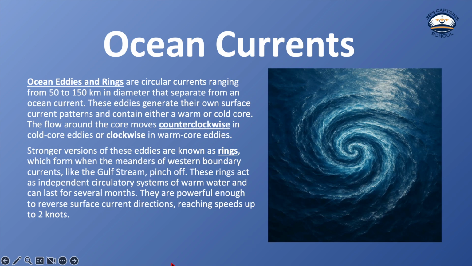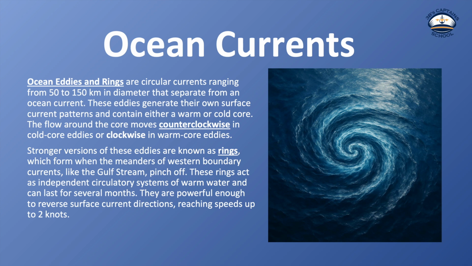So ocean eddies and rings. These are circular currents ranging from 50 to 100 kilometers in diameter, and they separate from an ocean current. These eddies generate their own surface current patterns and contain either a warm or cold core. The flow around the core moves counterclockwise in cold core eddies and clockwise in warm core eddies. I hear about these eddies most often from fishermen targeting tuna and mahi and those species, and they'll go out in the Gulf Stream and try to find these eddies because it pulls that Gulf Stream warm water closer to shore, especially off the coast of North Carolina, all the way to Maryland. Produces better fishing, so they look for those eddies.